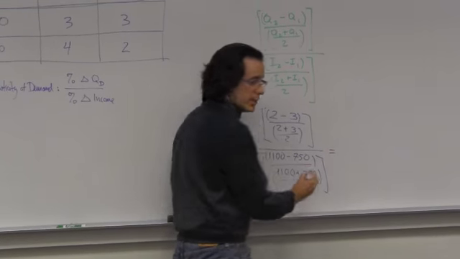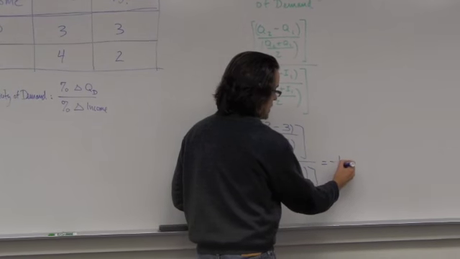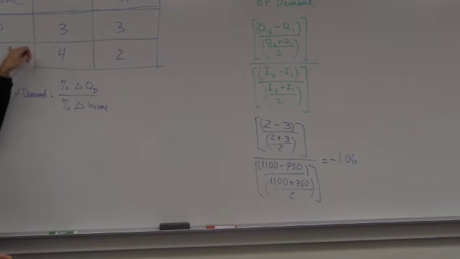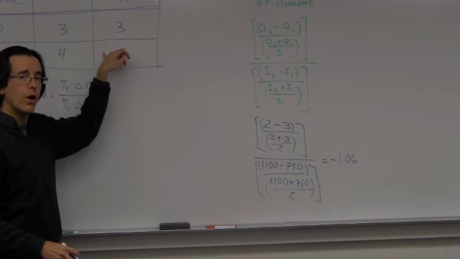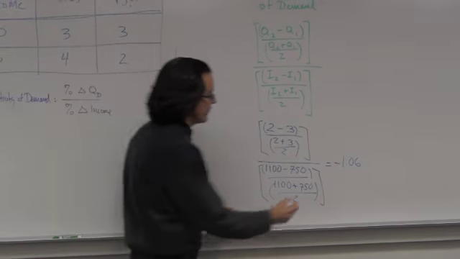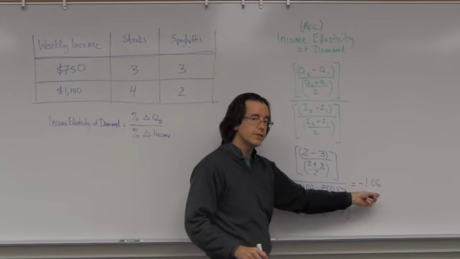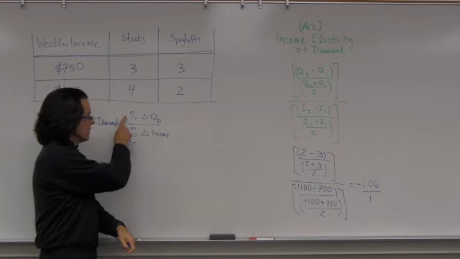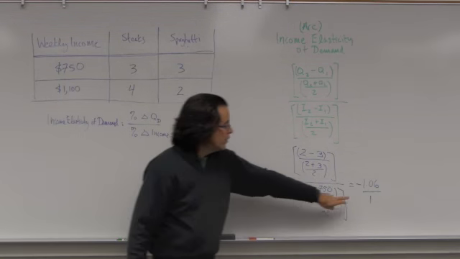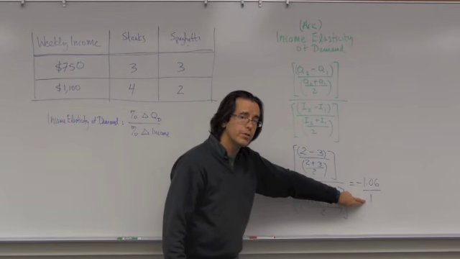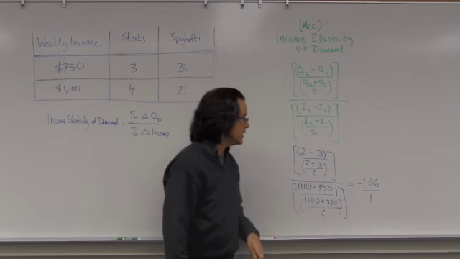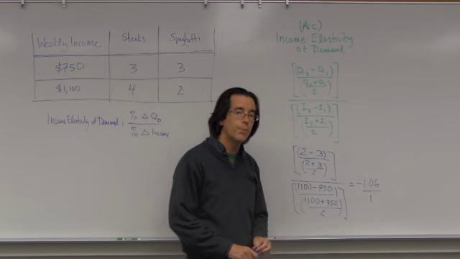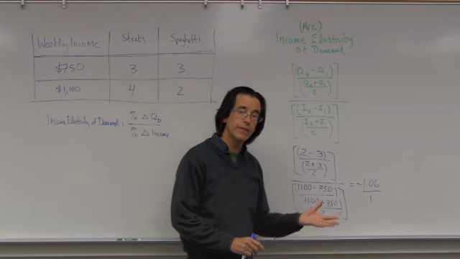And if you do the calculation, it comes out to negative 1.06. Again, you know it should be negative because an increase in income leads to a decrease in quantity demanded, so you have a negative relationship. And we want to interpret this value. So again, we'll put it over 1. Remembering this ratio, if your income increases by 1%, we would expect the quantity demanded for spaghetti dinners to decrease by 1.06%. So it's a negative value.